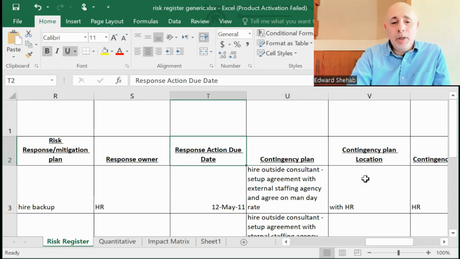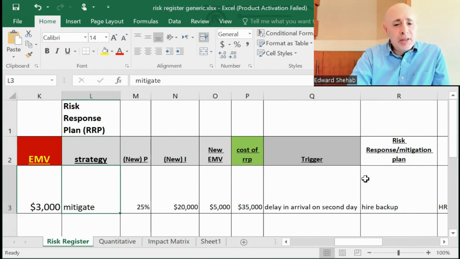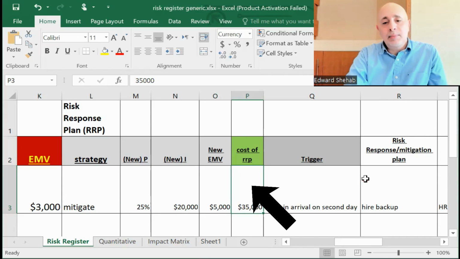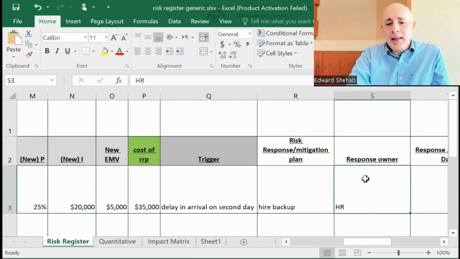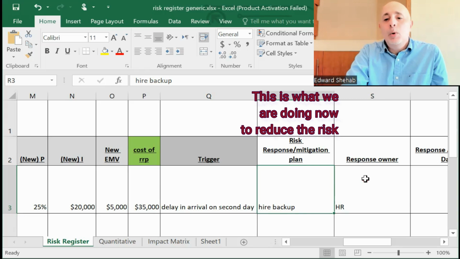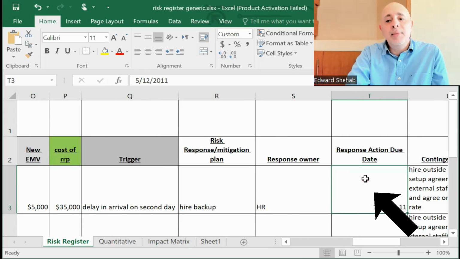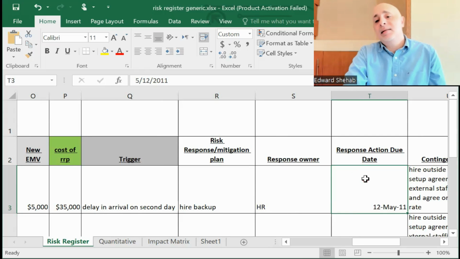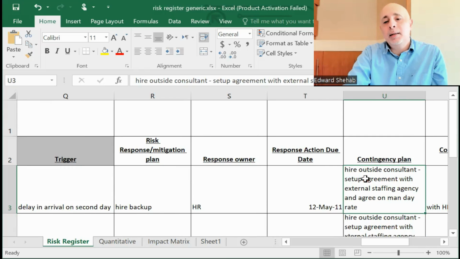On this document, what you'll see is that I have here my strategy, which is like mitigate. The cost of the mitigation, whatever it is that I'm going to do to mitigate, how much is it going to cost? What is the mitigation action plan? Like, what is it that I'm doing to mitigate, for example, hire backup? Who's responsible to act on it? By when are they supposed to get it done? And in case this risk still happens after all the mitigation, what is my contingency plan?